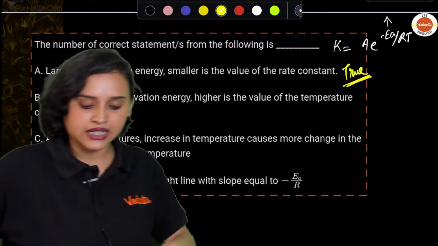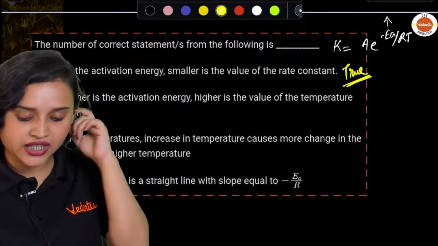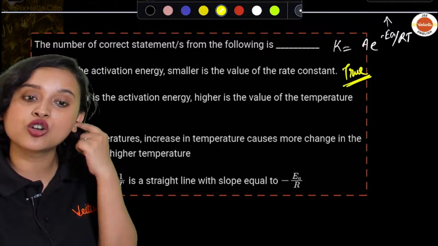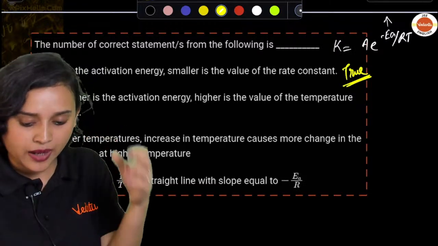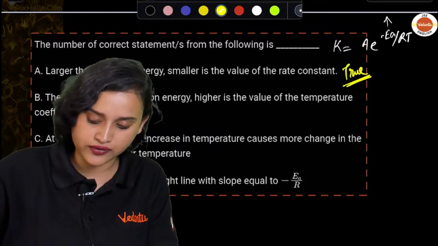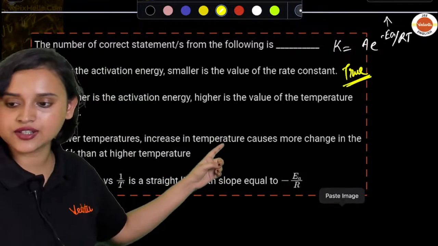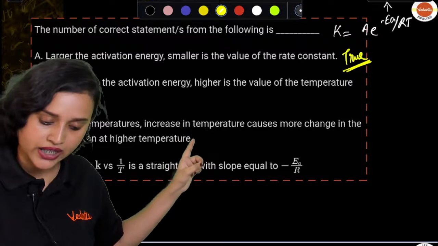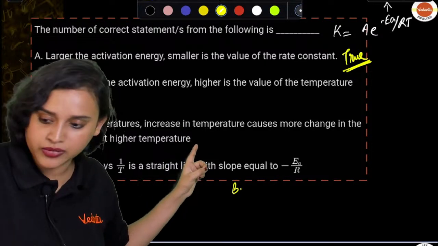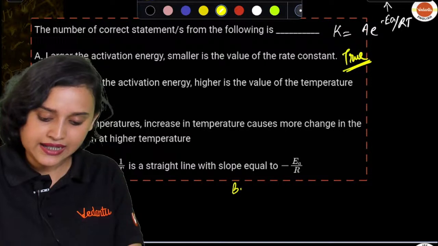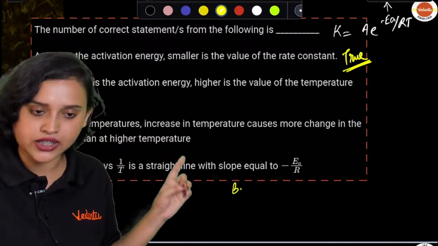Acha, now higher is the activation energy, higher is the value of the temperature quotient or temperature coefficient. Chalo, let us try and solve this, everybody. Guys, are you all able to see this? For option B, see, higher is the activation energy, higher is the value of the temperature coefficient.